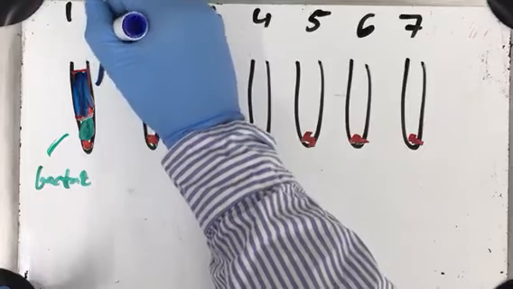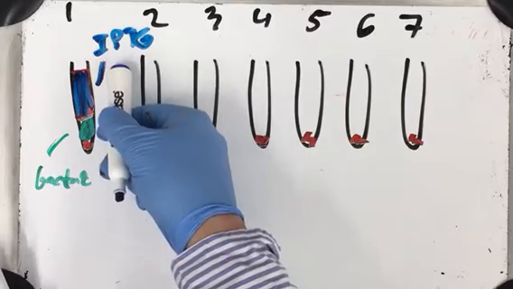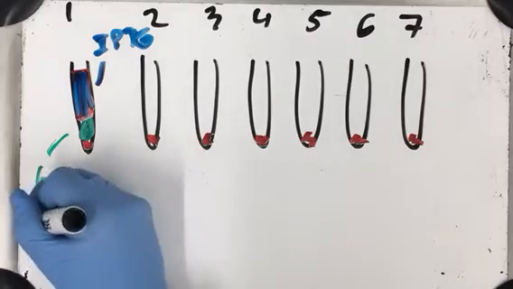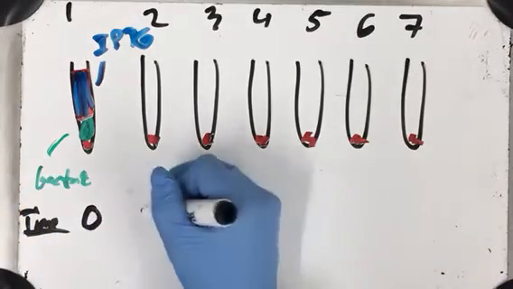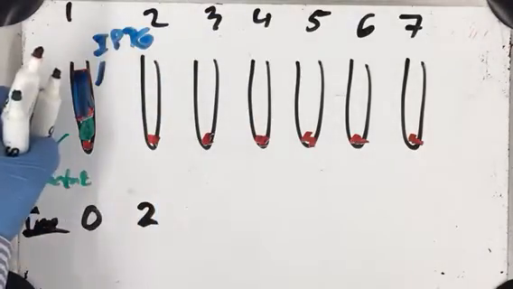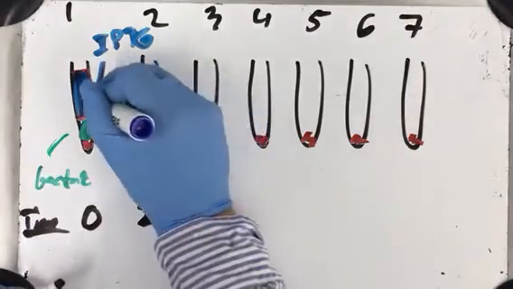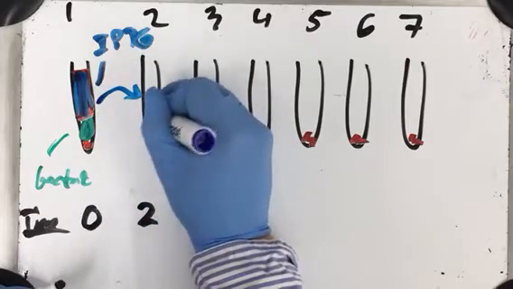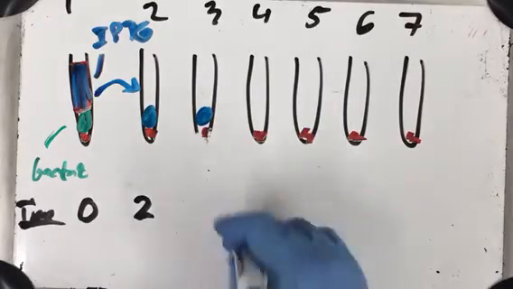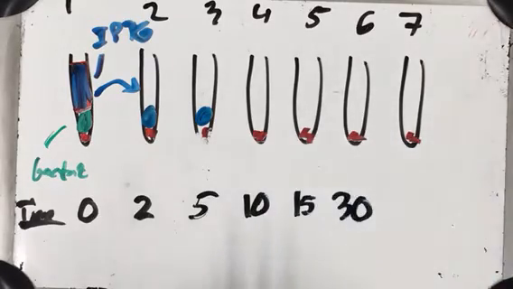I'll add 3 mils of the IPTG. And remember, this is our mimic that's going to take the repressor off of that gene and allow transcription. This is going to be added at time point 0. Then 2 minutes later, we're going to take about half a mil of the mix in the tube that has IPTG, bacteria, and everything else, and place it into tube number 2. We're going to do the same thing at 5 minutes, 10, I think it's 15, and 30.